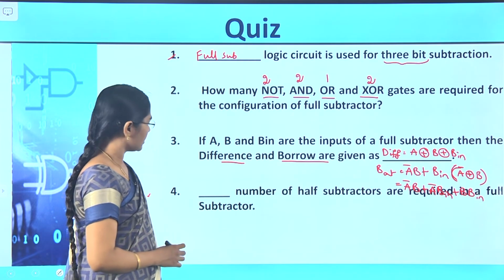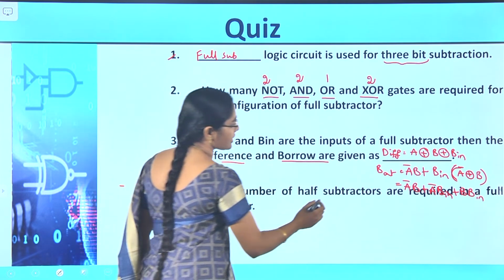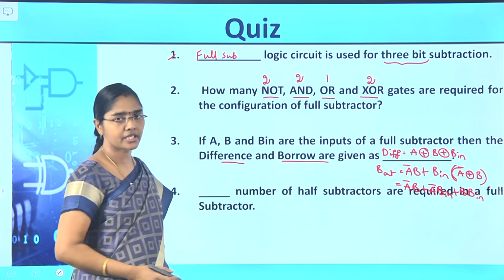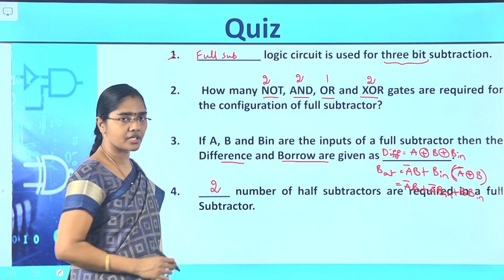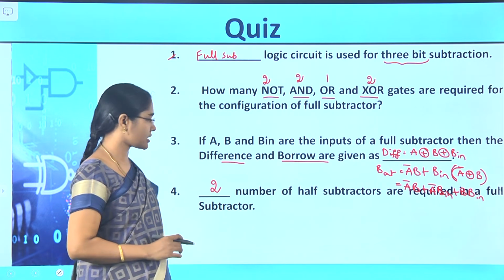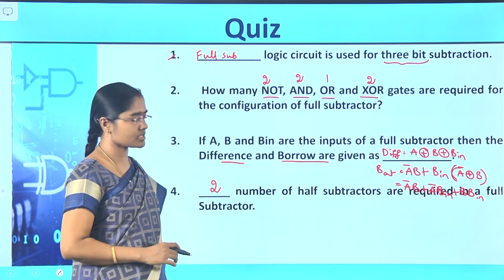Next one, dash number of half subtractors are required in a full subtractor. This we have seen. How many half subtractors are used? 2 half subtractors are used. So 2 is the answer.